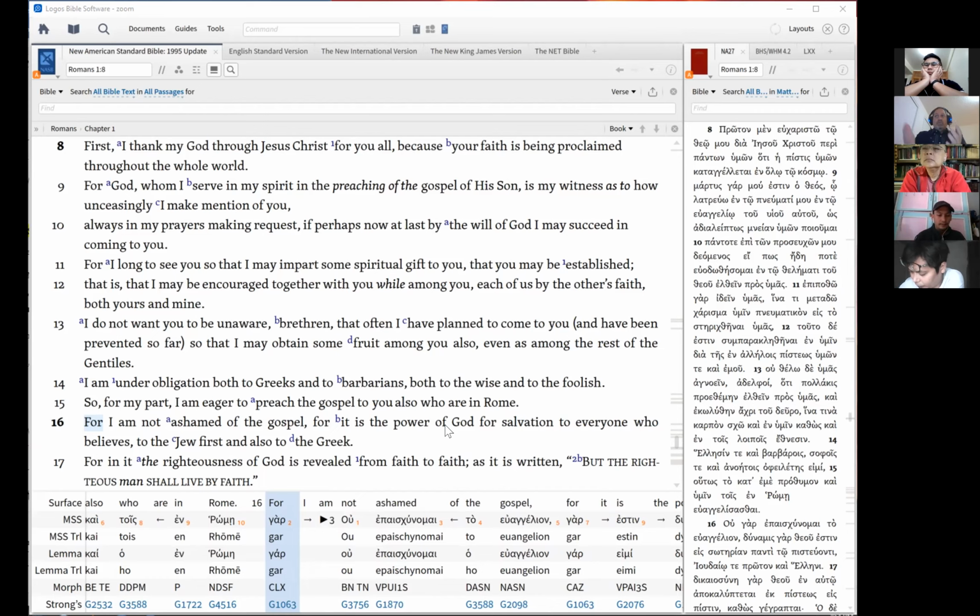And so in Greek, I can clearly see not "I am ashamed of," and then the gospel. And I know because of the Greek, the gospel is an object. It's the object of the verb in this case.